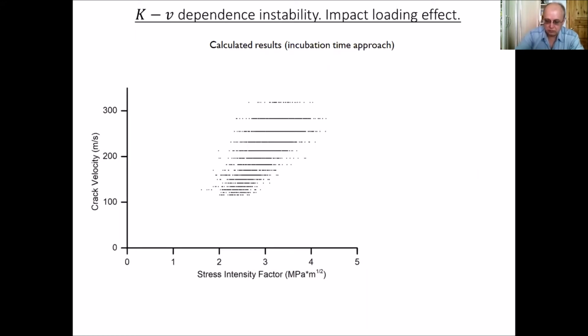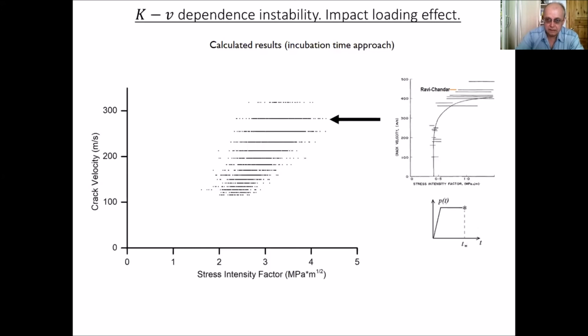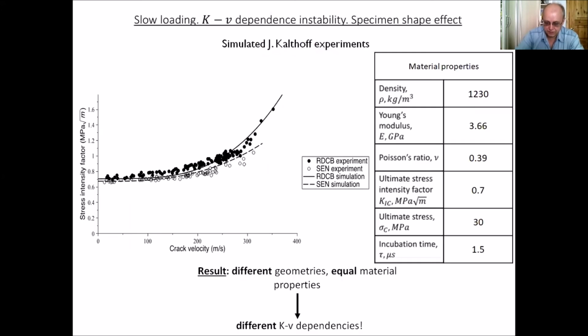So let's go back to Kalthoff experiments. Not a very bad coincidence between experimental points and our calculations, but we got two KV relations for the same material. But the fitting here was applied to get continuous curves. What I mean, I will explain a bit later.